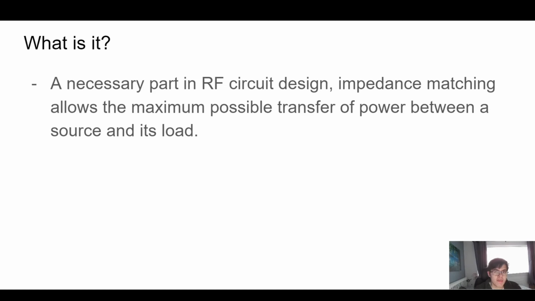So you need something in between that allows both the source and the load to see each other as 50 ohms, for example. So you want it to be 50 ohm on the source and 50 ohm on the load. And this circuit in between, this impedance matching circuit, helps to achieve that. This prevents losses and reflections within your circuit. So it's very useful, in fact, and it's quite necessary.